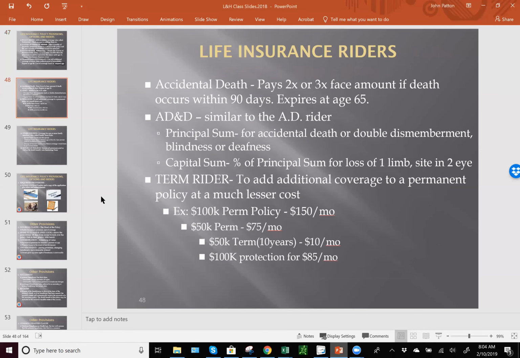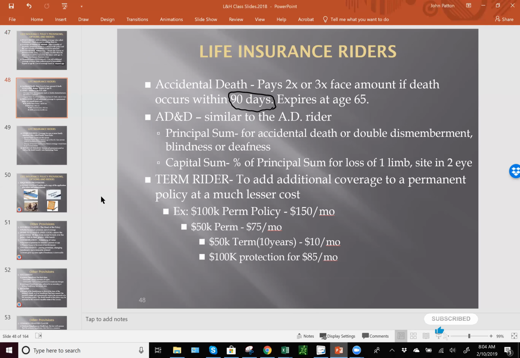Next, we have an accidental death rider. The accidental death rider will usually pay some multiple of the face amount in case of an accidental death. It will usually state like double or triple indemnity, 2 or 3 times the face amount. For the rider to pay, death must occur within 90 days of the accident.